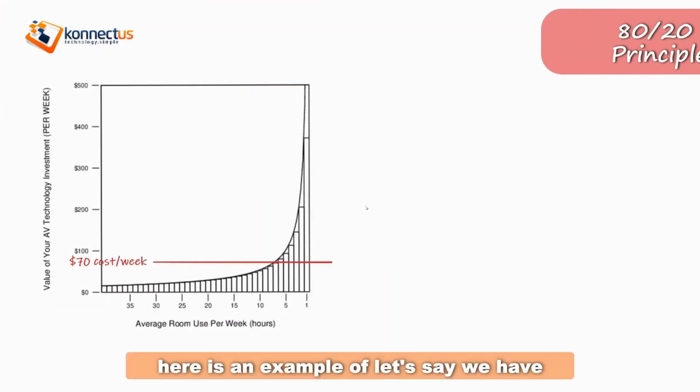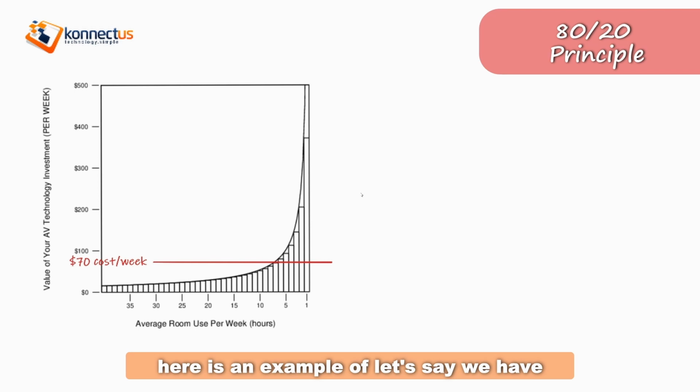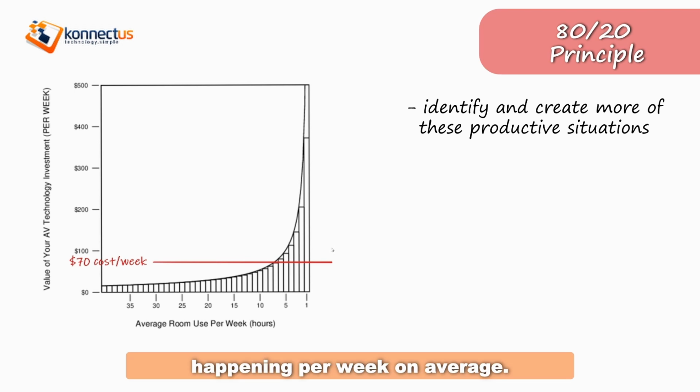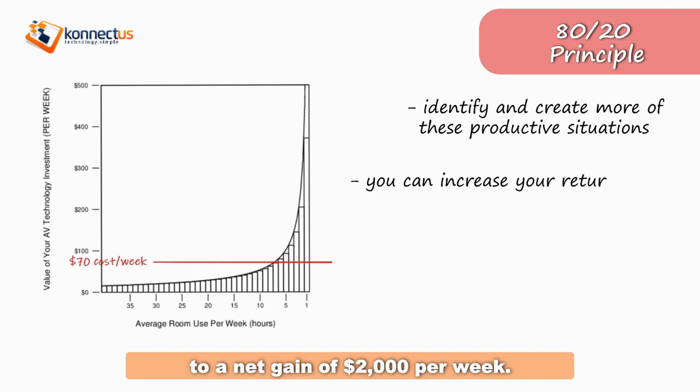So here is an example of, let's say we have managed to understand where we were getting that high value activity, you know, what were those 2 or 3 hours per week where we were getting really good use of the AV technology from our people. And we identified that and we sort of doubled down, and we were able to get more of those situations happening per week on average. Now, let's say we doubled that. Now we might be getting to a net gain of $2,000 per week.